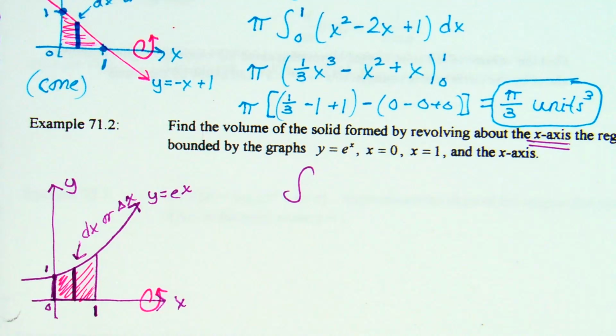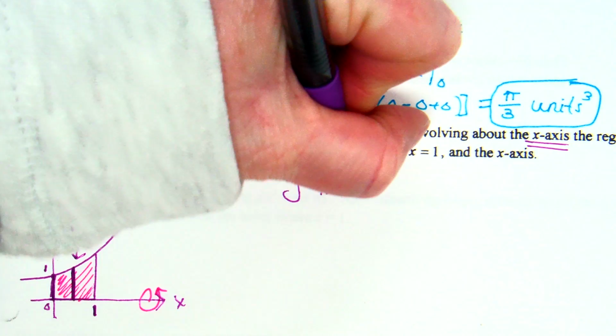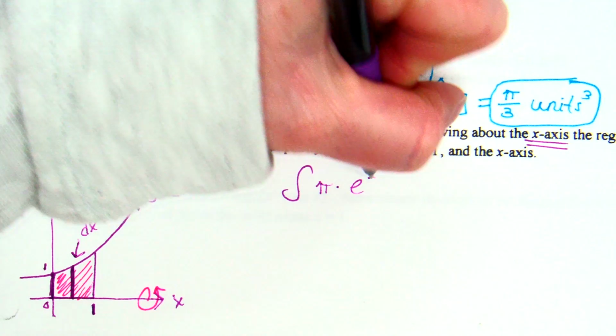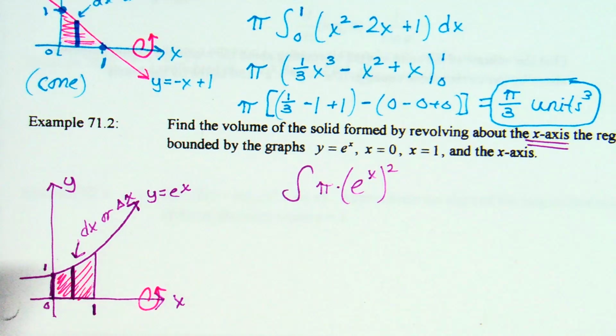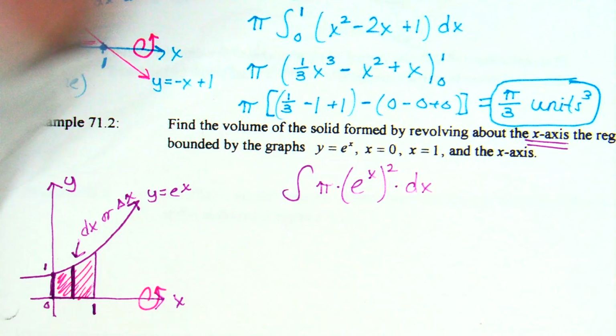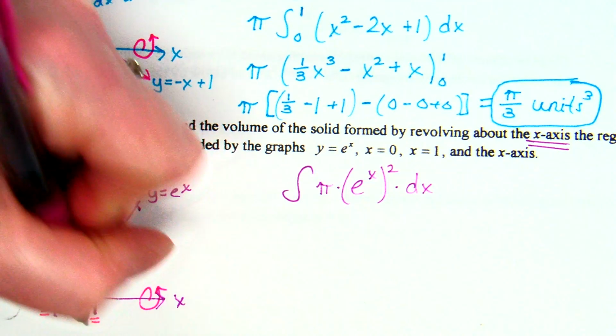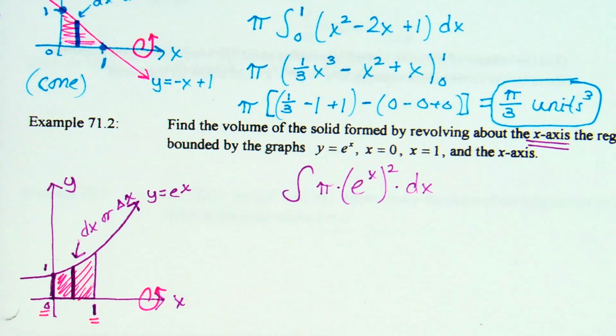Okay, so what are you putting in here? Pi times e to the x dx. Always pi, the function squared, which is e to the x squared. And then always times a dx. What about my boundaries here? 0 and 1. It's at 0 to 1 along the x-axis.